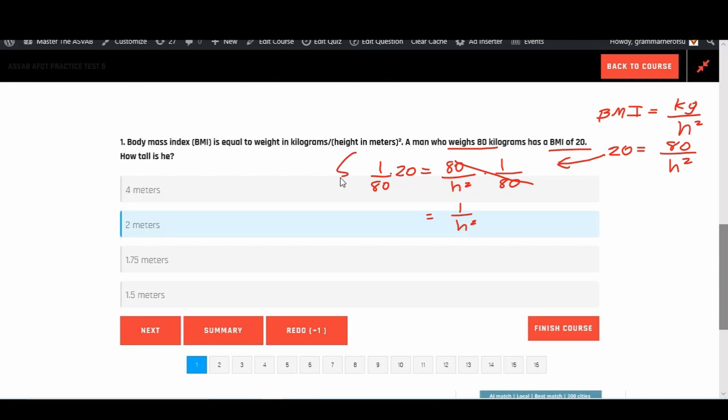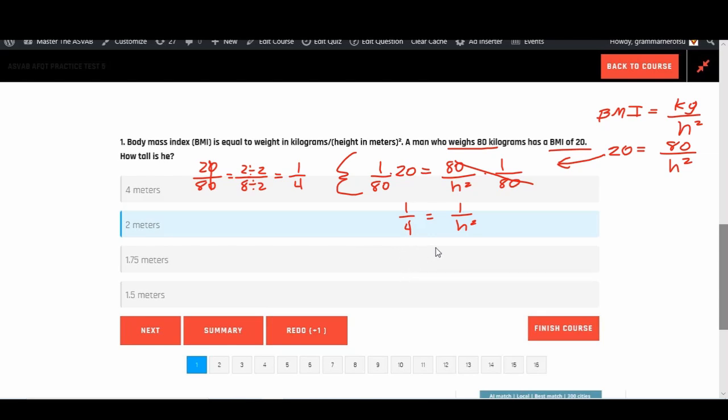And this, let me go ahead and try to save some space. This will become 20 over 80, which I can quickly reduce by crossing out these zeros to 2 eighths. And I can reduce this further by dividing top and bottom by 2 to be 1/4. So we can see that we're off to a good start. We have 1/4 equals 1 over h squared.